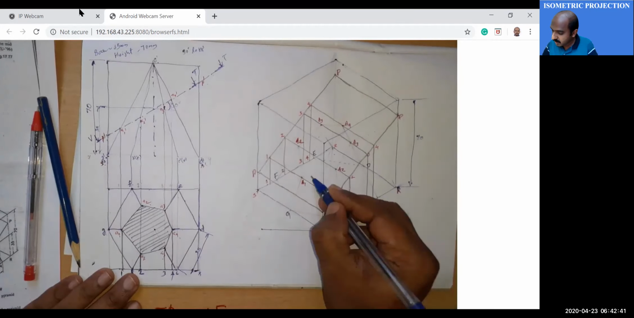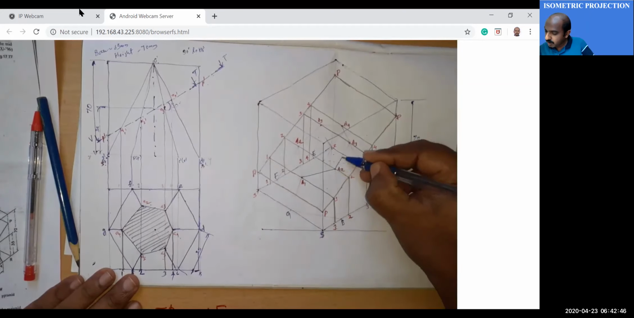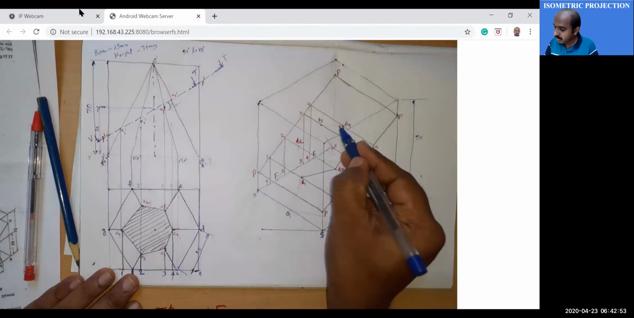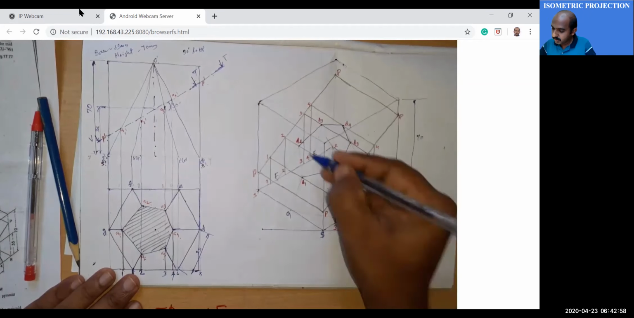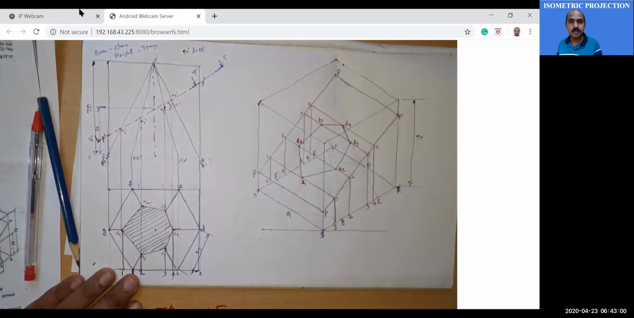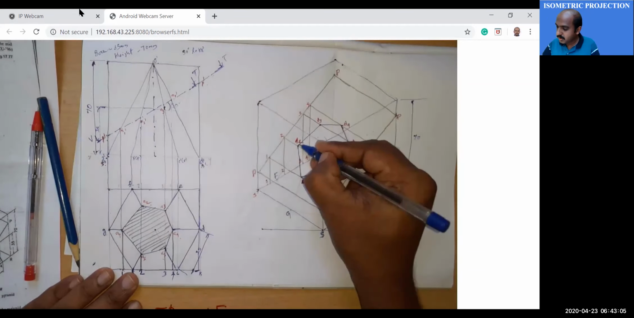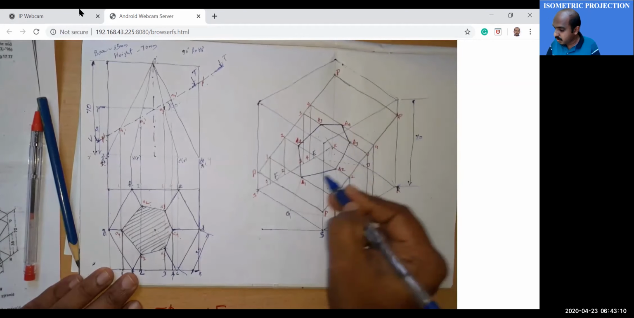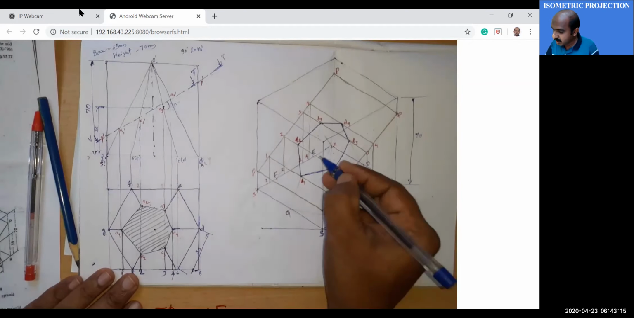So you can connect it: A1 to A2, A2 to A3, A3 to A4. Again A4 to A3, A3 to A2, A2 to A1. So again, this is actually the isometric view of the section, from the top view of the section. Now we can connect. This is the hidden edge.